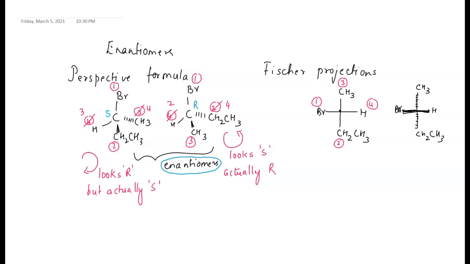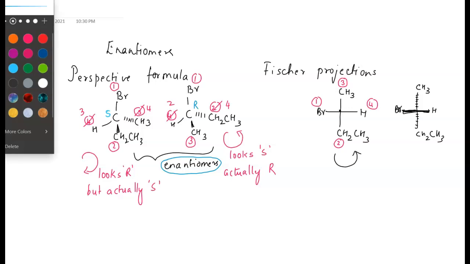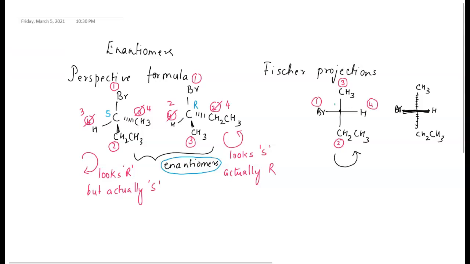So when I do my wheel rotation here again, I have 1 to 2 to 3, right? I'm going from 1 to 2 to 3. So it looks like it is S, but since my lowest priority is on the horizontal bond, this molecule is actually R at the stereo center. Okay, its configuration is R.